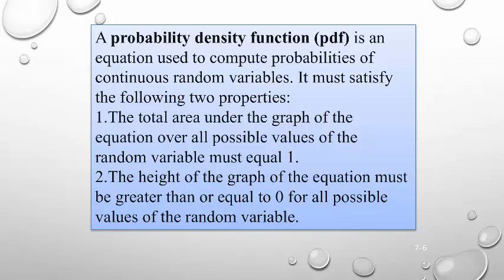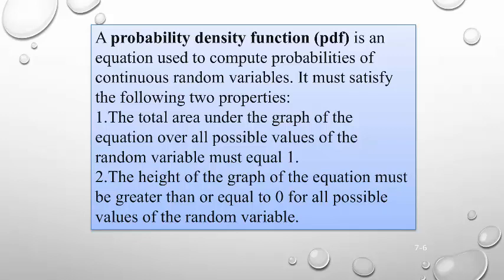We actually won't use the equations too much. We'll use different methods such as statistical tables or some intuition, especially with the uniform one, a little bit later. It must satisfy the following properties. When you graph the equation, the total area under the graph of the equation over all possible values of the random variable must be 1. The reason it must be 1 is because 1 represents 100%. So we're actually going to use area here to represent proportions, or probabilities.